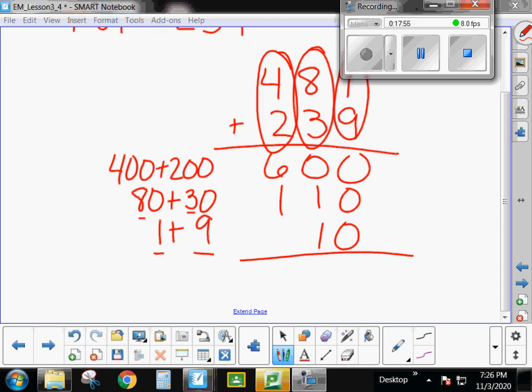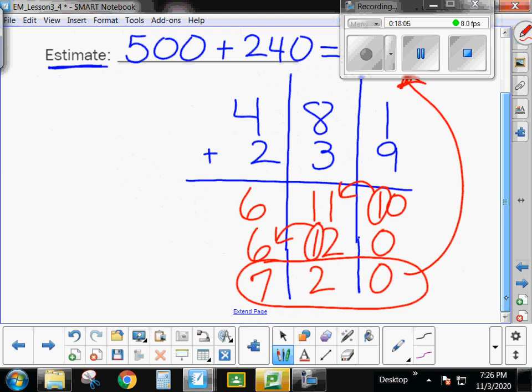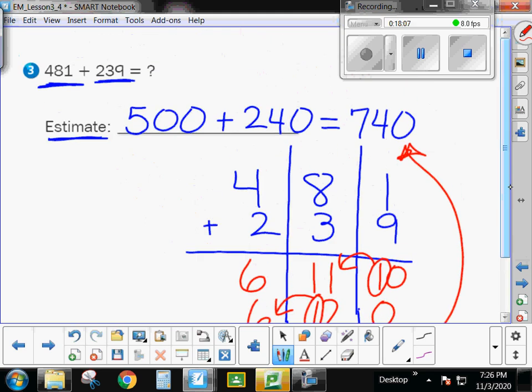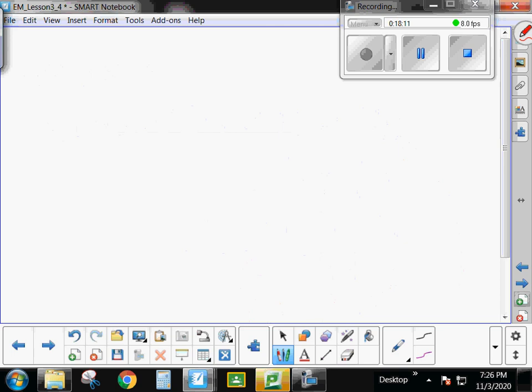Now I'm going to add up all my columns. 6 plus 1 is 7, 1 and 1 is 2, 0, 0, 0 is 0. Now that 720 looks like my answer on the other page of 720. All right, I'm going to do it one more time, boys and girls.